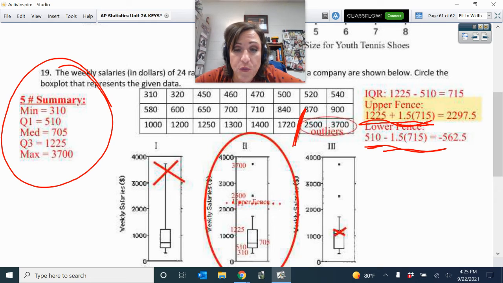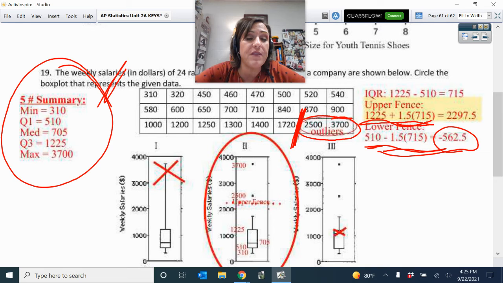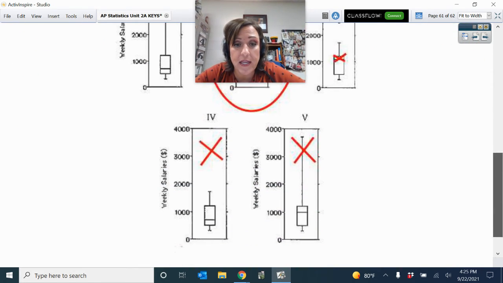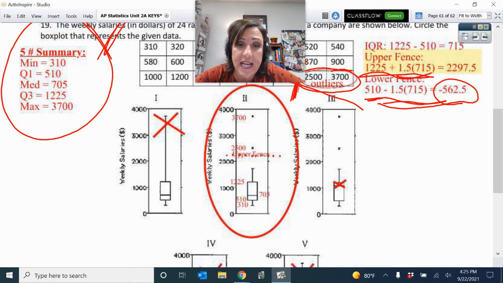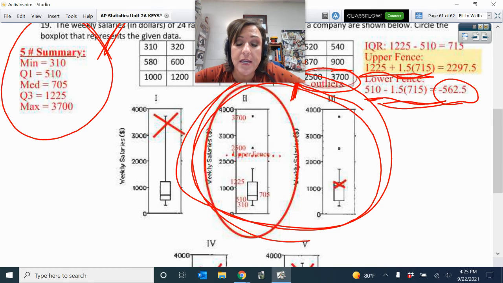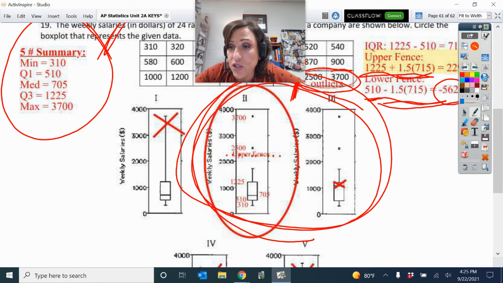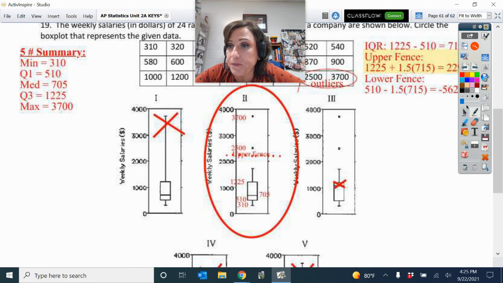So that upper fence is 2297.5. That is located right here in my data set. So 2500 and 3700 are outliers. The lower fence is off the chart, so it's not even in my data set. There are no pieces of data below the lower fence, so no lower outliers. So as far as this, the ones that had the correct outliers were numbers 2 and 3, but yet the median for number 3 was wrong. So that is why 2, once again, is the answer.